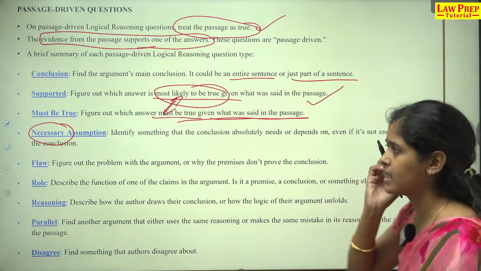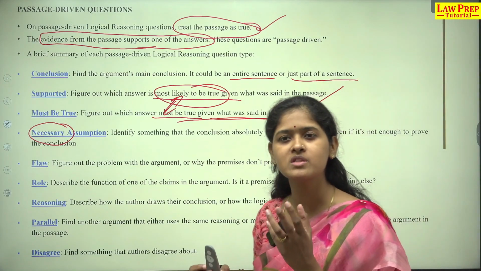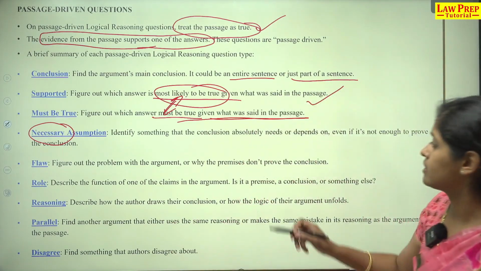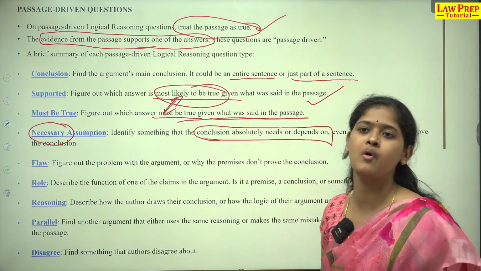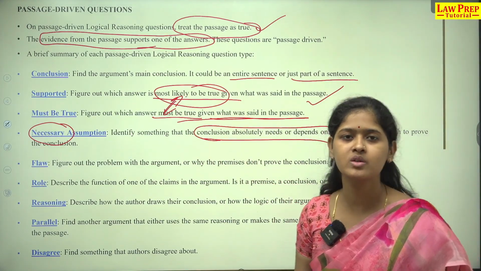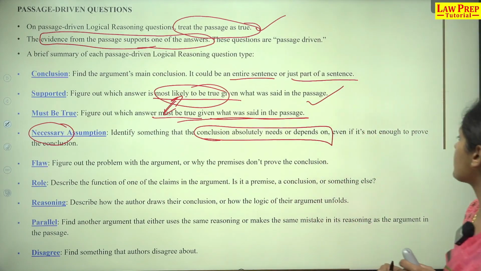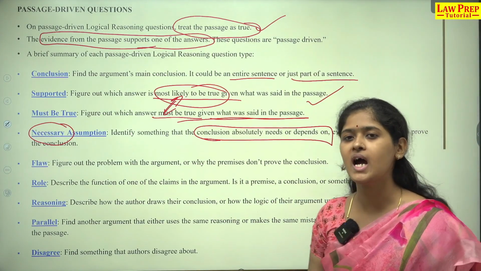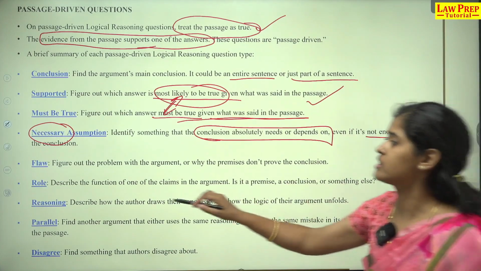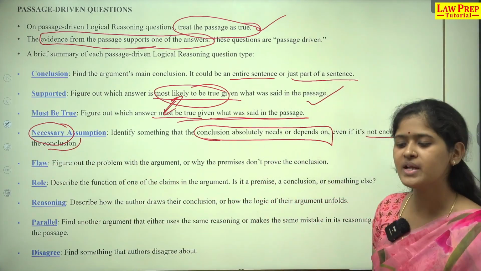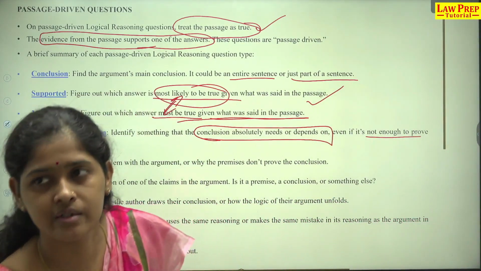Necessary assumption. There is a question which asks you which assumption is critical, right? Those are assumptions which are important for the article to be written. Identify something that a conclusion absolutely needs or depends upon. This is your necessary assumption. When you solve the questions and you find two options and you're getting confused, you have to pick an option on which the argument absolutely depends. Absolutely. Like you don't have to prove the conclusion, right? Because of that assumption. You simply have to pick that answer which is absolutely important for the argument to be written.